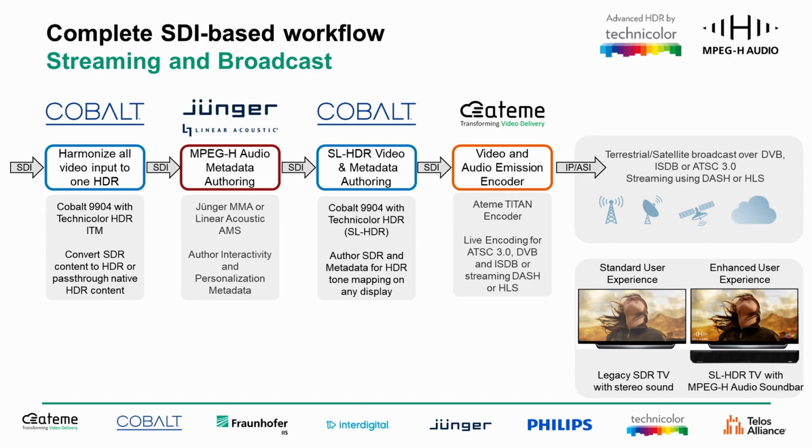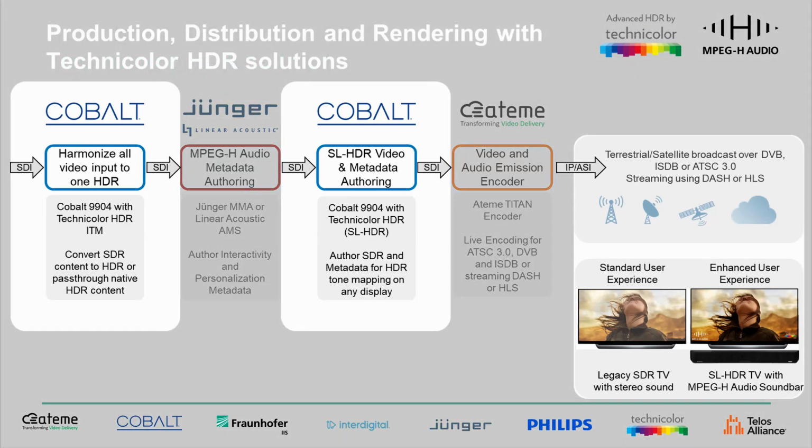We will start from the block diagram we already detailed, representing a typical production chain that was used, for example, by TV Globo for their Rock in Rio event in October 2019. In this hands-on demo, we will focus on how Technicolor HDR solutions can contribute to the production, the distribution, and the rendering of the video.